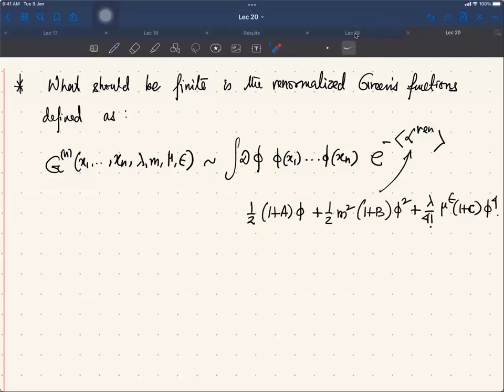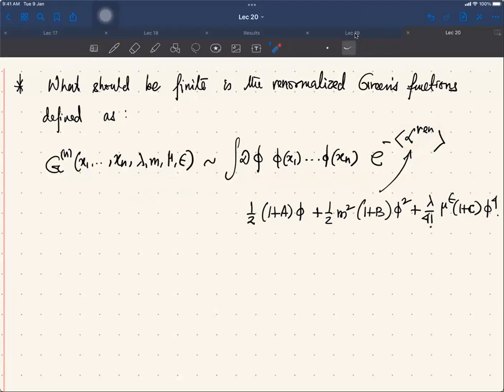The reason why this should be finite, and we should call this the renormalized Green's function, is the following. When we first defined the Green's function, we took the same thing but with L renormalized replaced by the original classical Lagrangian, and that gave divergences, and we corrected them by counter terms. Those counter term diagrams are produced by the counter term added to the original Lagrangian, and that is what the renormalized Lagrangian is.